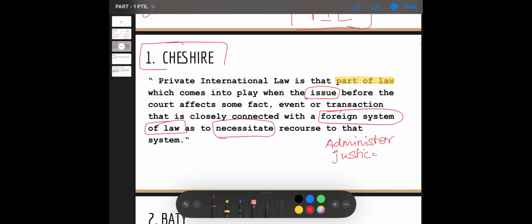That is the main principle behind private international law, to administer justice. The justice system itself is to administer justice. Private international law is no exception to it. So the purpose of private international law is also to administer justice. I will try to make you understand with another example so that it is very clear what I am trying to convey.